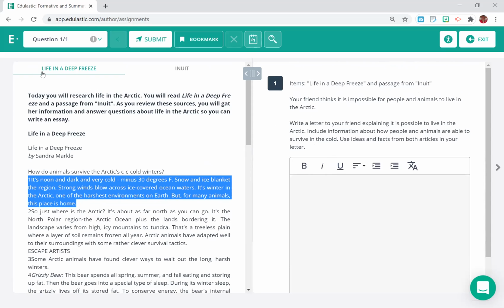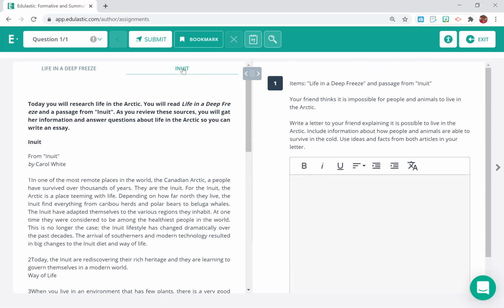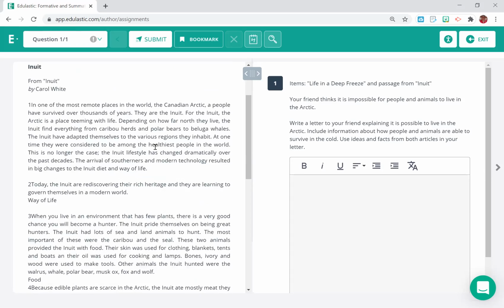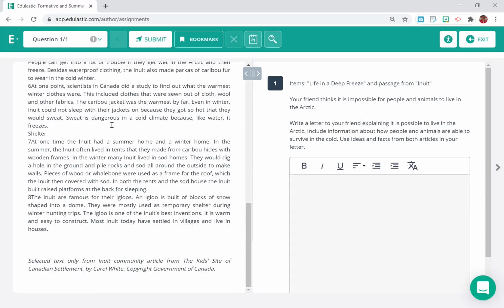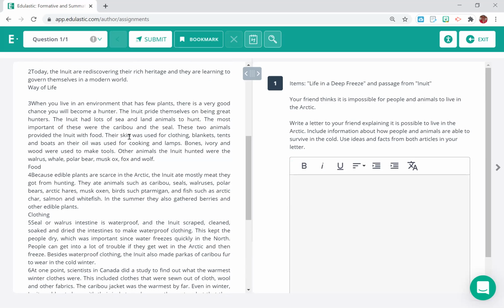So there's one called Life in the Deep Freeze, and the second one called Into It. So read both of the passages, and you're going to use parts of the passage in your writing. Try your best, and we will go over them in our groups next week.